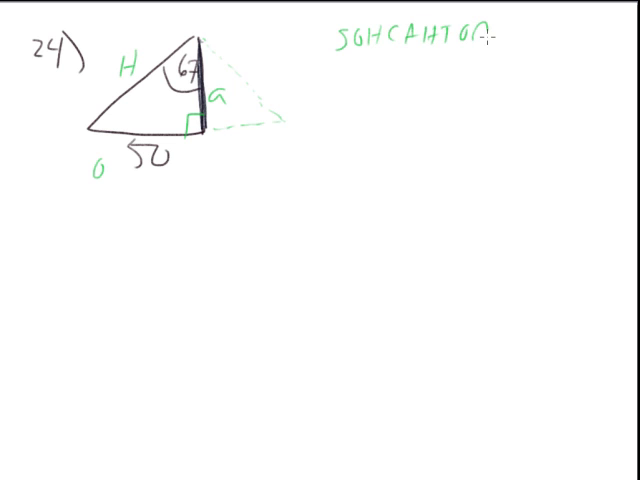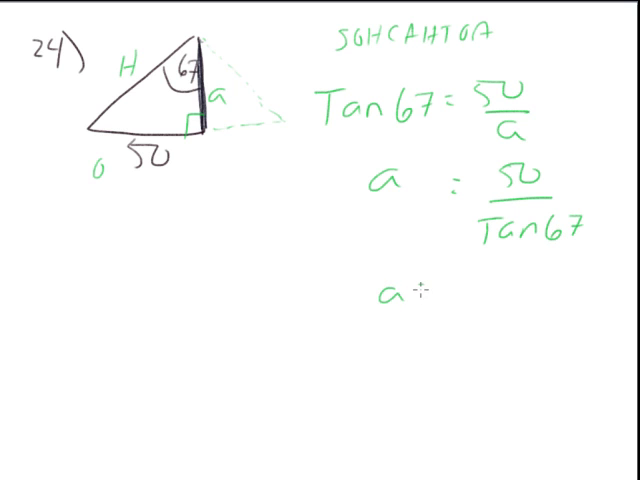SOHCAHTOA. So I have to use the tan because I know my opposite and I need to find the A. The only one here that uses the O and A is tan. So it's going to be tan of 67 is opposite over adjacent, which is what I'm trying to find. So that is A. Okay, here I do my switch. A is 50 over tan 67. A then equals 21.2. So this side right there is 21.2. So now I'm going to draw this other side of my triangle. I'm going to draw this side right here. Now I found out that this is 21.2 and the angle over here is 42 degrees.